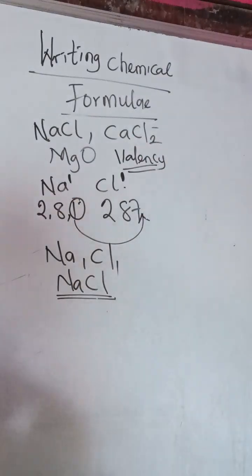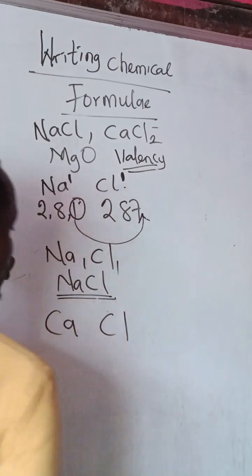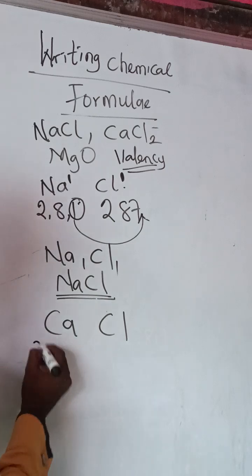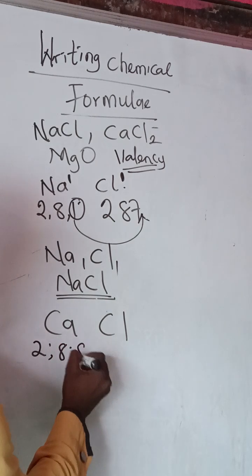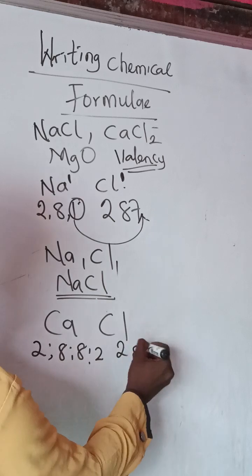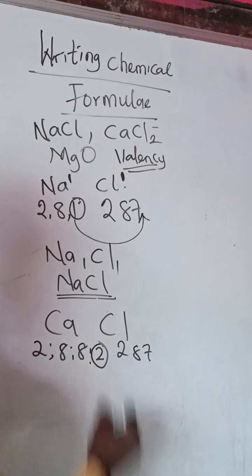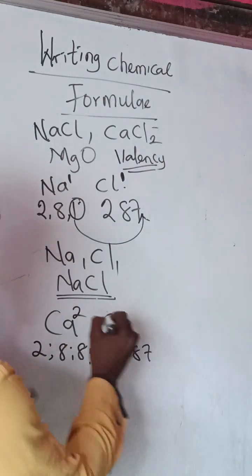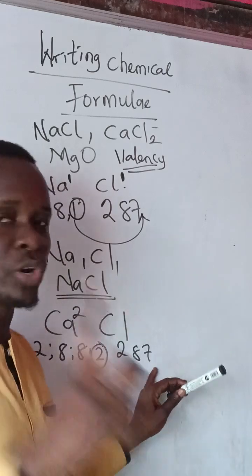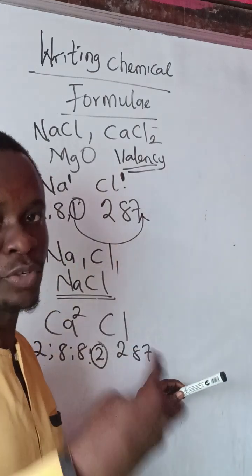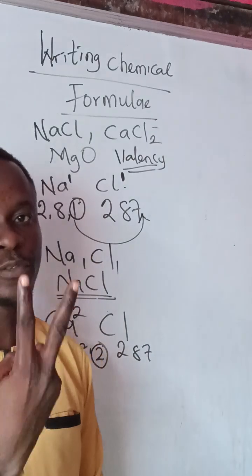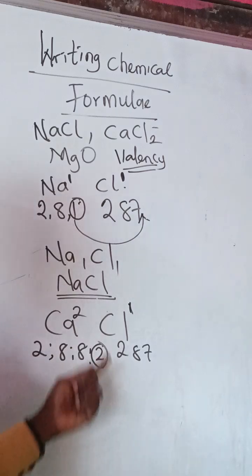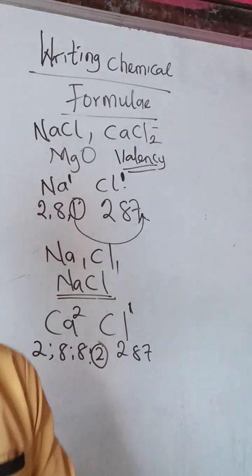Now let's move to calcium chloride. We have calcium and we have chlorine. Two elements as well. So here, calcium is 2, 8, 8, 2, and chlorine is still 2, 8, 7. Here, it has 2 valence electrons. So that means it is donating 2 electrons. So it becomes 2 here. And chlorine needs only 1 to complete its outermost shell. Remember, in the first shell we have 2, second shell we have 8. So here we have 1, and the next thing is to exchange the power to become a base.